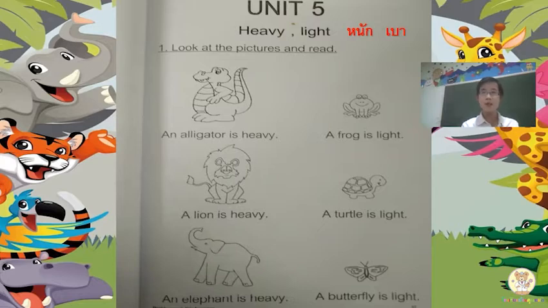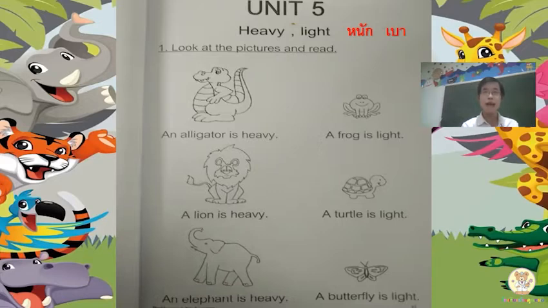And then please take a look at the right side. A frog is light. Can you repeat with me, everybody? A frog is light. Okay, now you can see that a frog has a very tiny body, right? You can see that a frog is a very small animal. So they use the word light to explain its body.